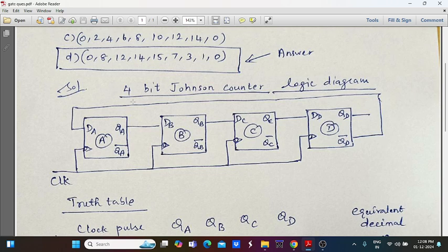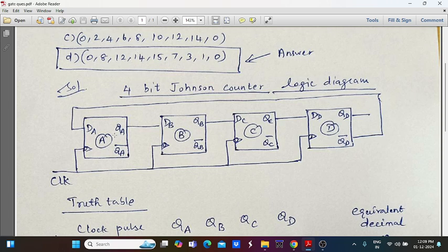So first we have to consider the logic diagram for this 4-bit Johnson counter. This Johnson counter can be designed with the help of D flip-flop, because whenever you give any kind of input, it may be 0 or 1, that will be the output produced by the D flip-flop. For this reason, the Johnson counter can be designed with the help of D flip-flop instead of JK or SR and T flip-flop.